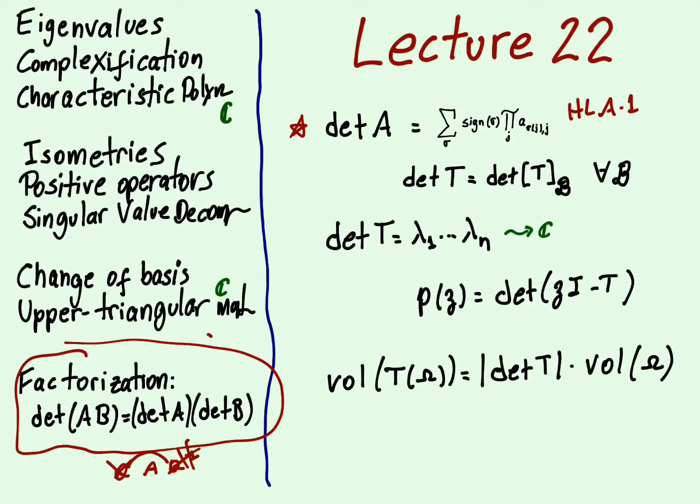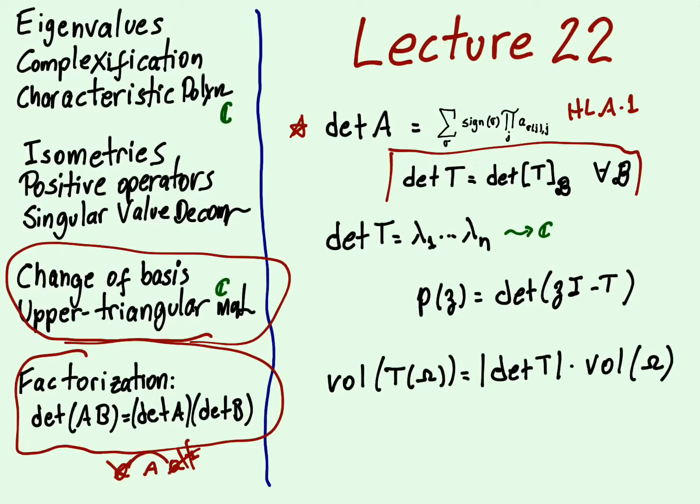And because we can choose a basis which makes the matrix upper triangular, we have this identity. The determinant of an operator equals the determinant of its matrix. Even if these two come from very different definitions, that's a theorem. They are the same, and it doesn't matter which basis we put here, we'll always get the same number.